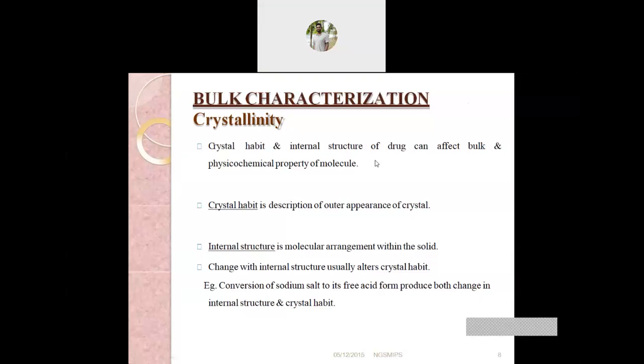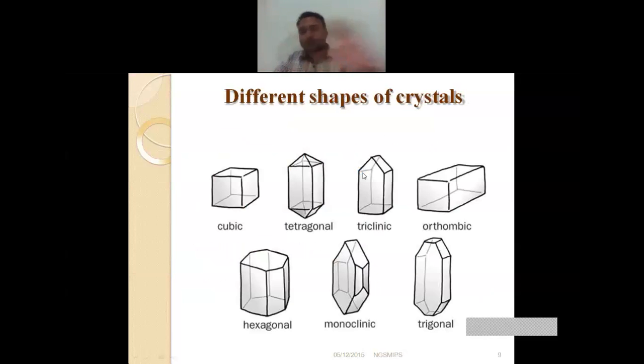Look, polymorph means one compound. If it is silver nitrate in crystalline form, it may have more than one shape and size. If it has more than one shape and size, then it is called a polymorph. Okay? Now I am showing you these different shapes of crystals.